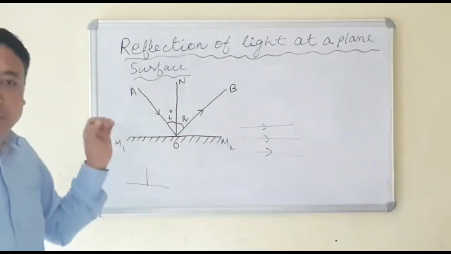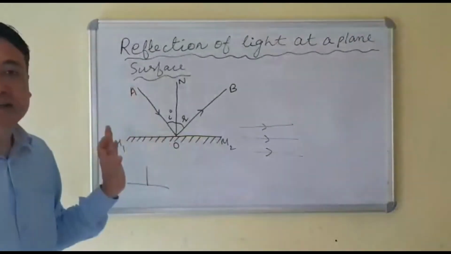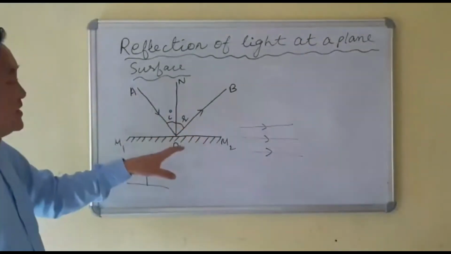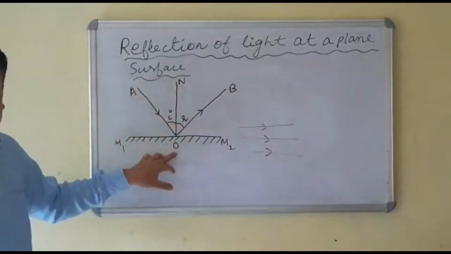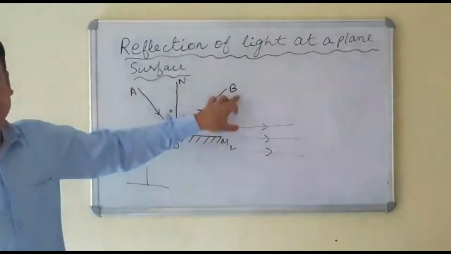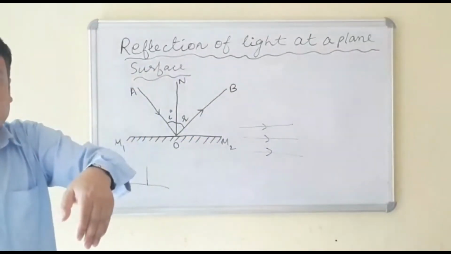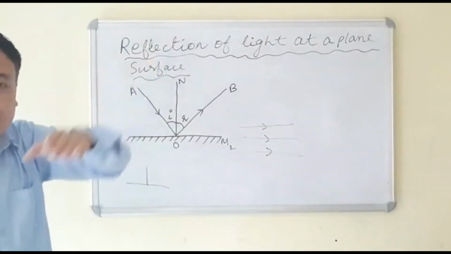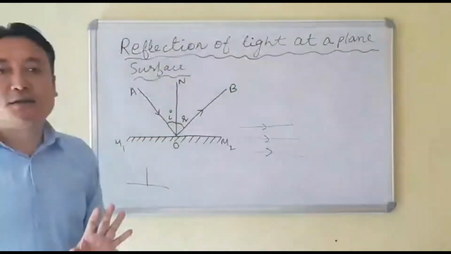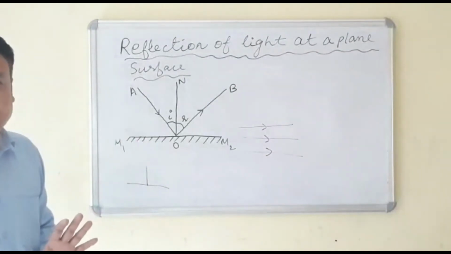It is the point on the reflecting surface where the incident ray strikes. So this is the point of incidence. And at the point of incidence, the incident ray will strike here. At the same point, the reflected ray will also pass through. So that means at the point of incidence, both the incident ray will strike and the reflected ray will also pass from the point of incidence. So this is about some terms associated with the reflection of light.